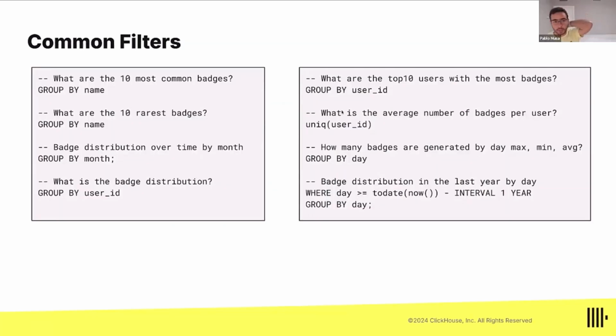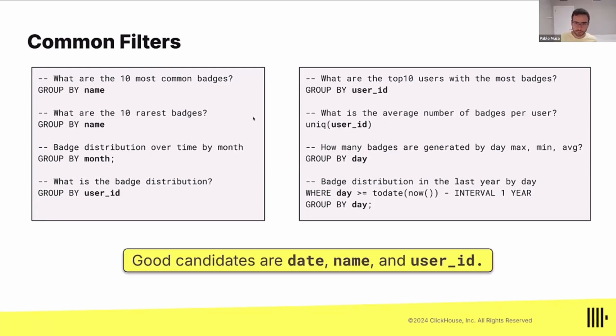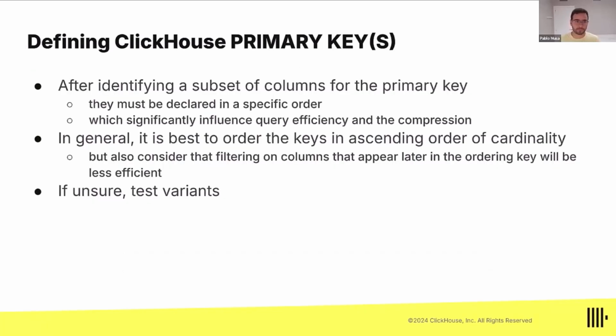So let's think about some common queries. What are the top 10 badges? What are the 10 rarest badges? The badge distribution over time by month. What is the badge distribution? What are the top 10 users with the most badges? So on and so forth. So we look into the group bys, the where clauses, and we see what are the columns that are mostly used. So in this case, good candidates are going to be the date, the name, and the user ID. Those are 3 candidates, but what is the order that I'm going to define them?